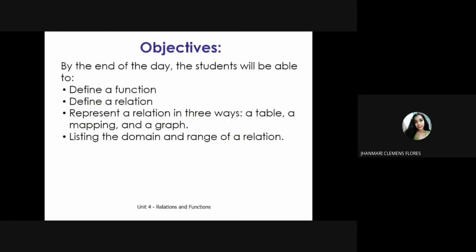Next, our objectives for the day. The students will be able to define a function. Then the students will be able to define a relation, of course. You should be able to present a relation in three ways. The three ways to represent a relation would be a table, through mapping, and of course a graph. Of course, you should be able to plot points in the end in a graph.